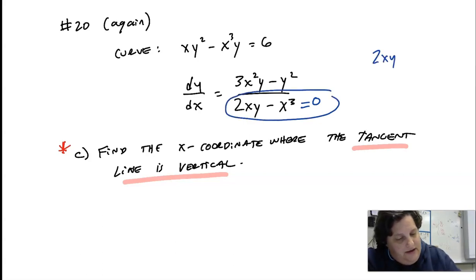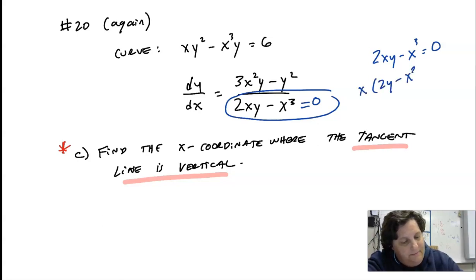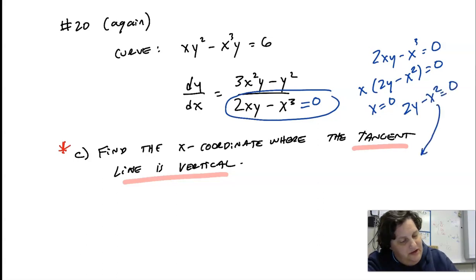So 2xy minus x to the third is 0. Technically, to solve this, what I would need to do is factor out an x, and set these both equal to 0. So I get x equals 0, and then I get 2y minus x squared equals 0, which when I solve that becomes 2y equals x squared.